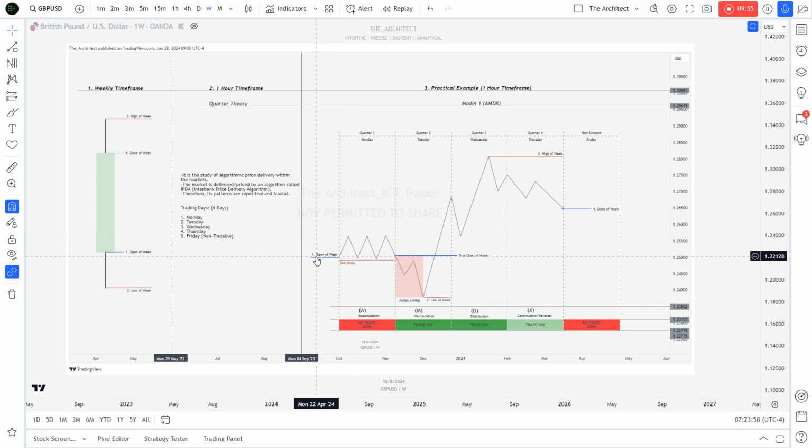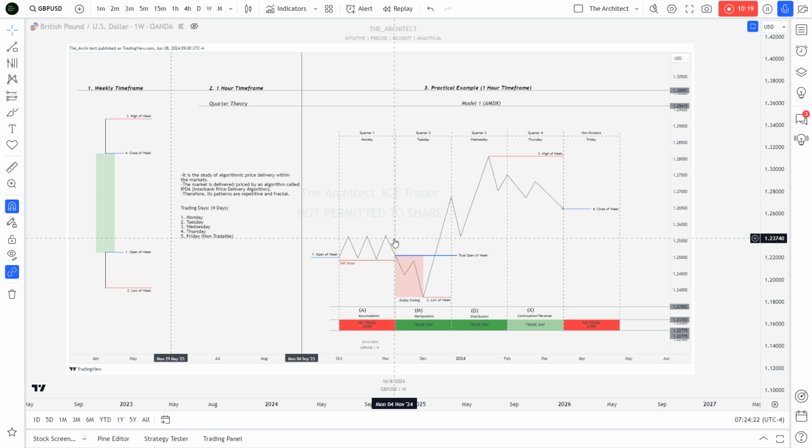We understand that we have the open of the week, price trades. You never trade Monday. Monday is a no trade zone because you want Q1 to play out so that you can decipher what Q1 did. How did price deliver? So the first question you want to ask yourself after Monday has been delivered is this.